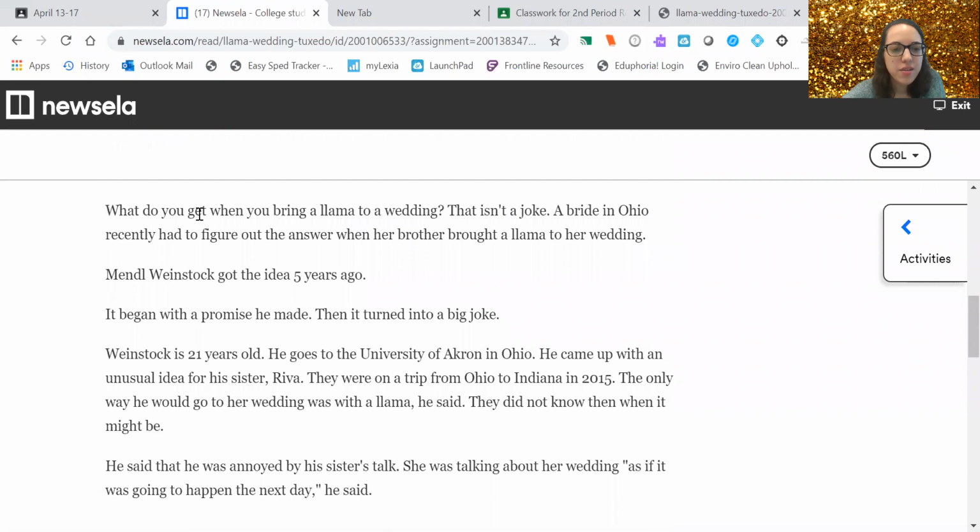What do you get when you bring a llama to a wedding? That isn't a joke. A bride in Ohio recently had to figure out the answer when her brother brought a llama to her wedding. Mindel Weinstock got the idea 5 years ago. It began with a promise he made. Then it turned into a big joke.